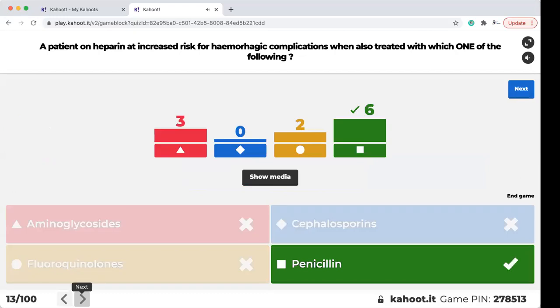Exactly, most of you got it right. So we have a patient on heparin, so he has a bleeding tendency, and which one of the following drugs will put him at more risk for hemorrhagic complications? Is it the aminoglycosides, the cephalosporins, the fluoroquinolones, or the penicillins? It is the penicillins. And why is that? Because penicillins cause thrombocytopenia. So this will add to the increased risk of hemorrhagic complications for these patients.